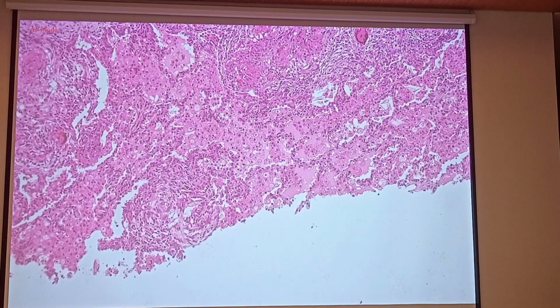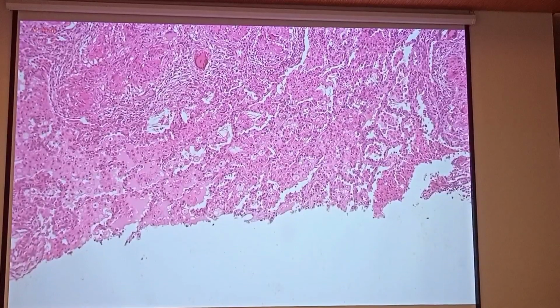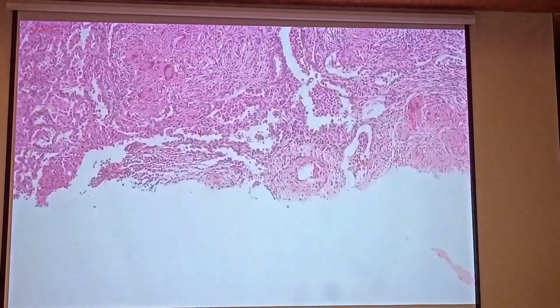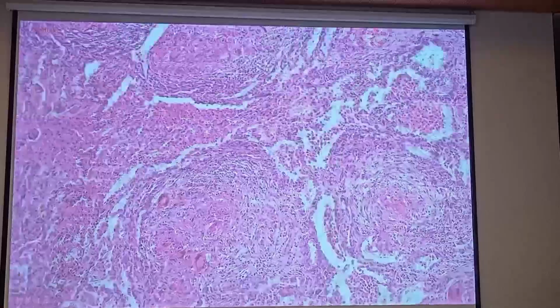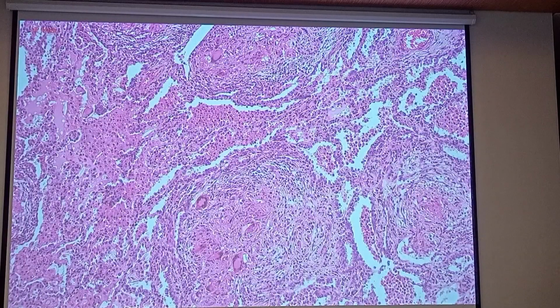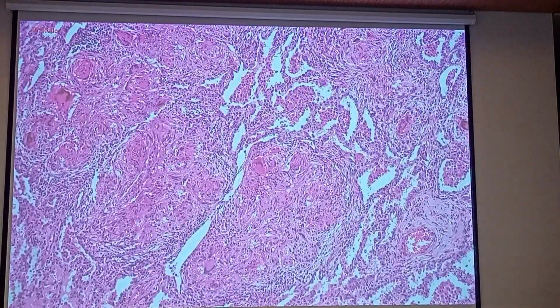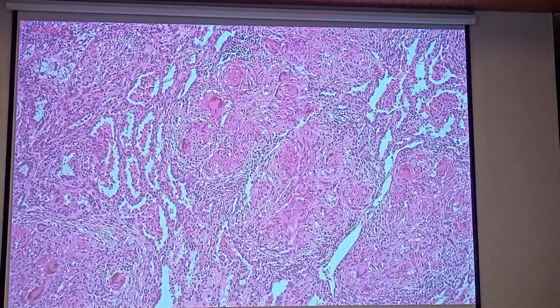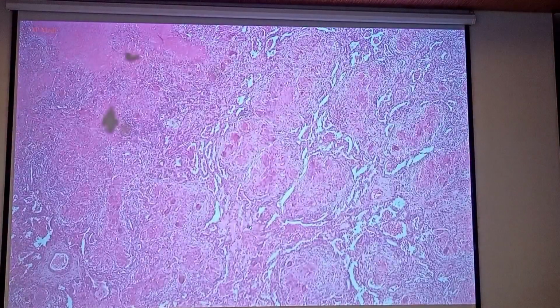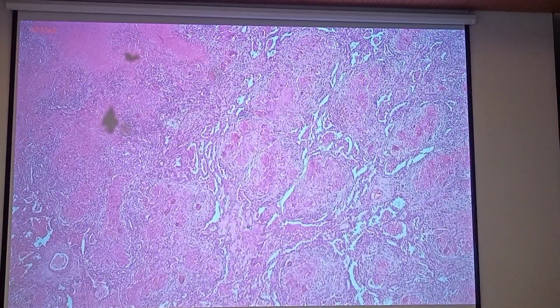So this is just, that's all that remains of the pulmonary tissue. Okay? This one has caseous necrosis in the midst. So numerous granulomas all throughout. Okay, so this one is the caseating type of granuloma.